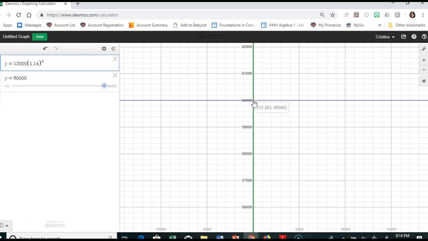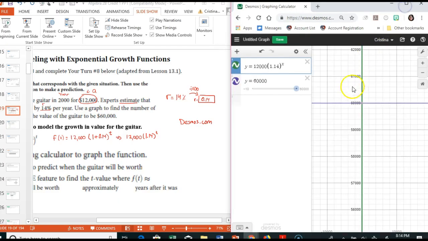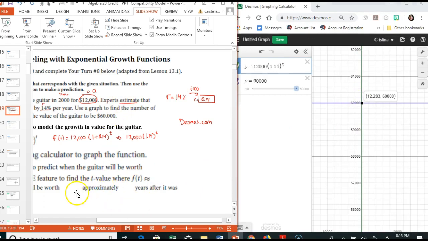Ooh, it shows that my original graph for the guitar and the 60,000 that is desired actually crosses at 12.283 comma 60,000. So after about 12 and some change years, that guitar is going to be worth about 60,000. So just so that I can kind of keep that going here.